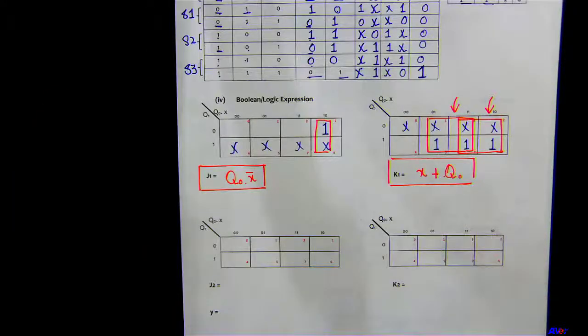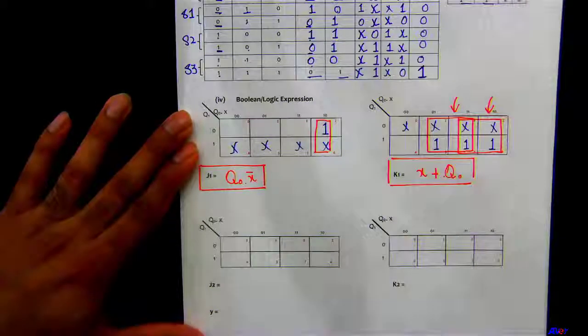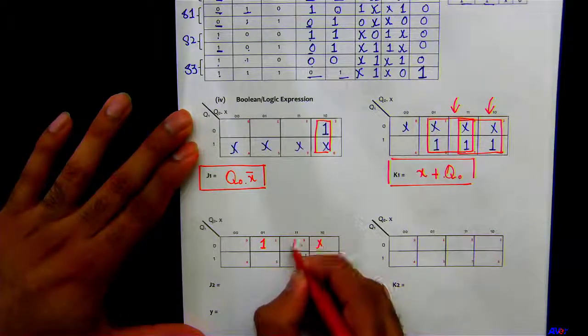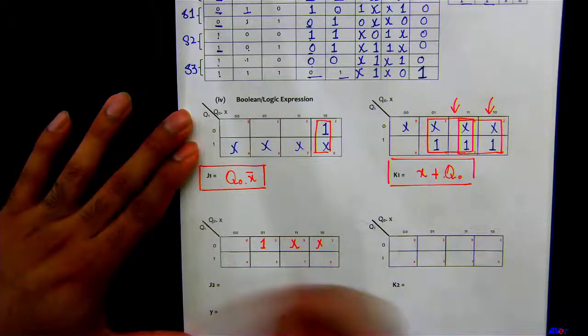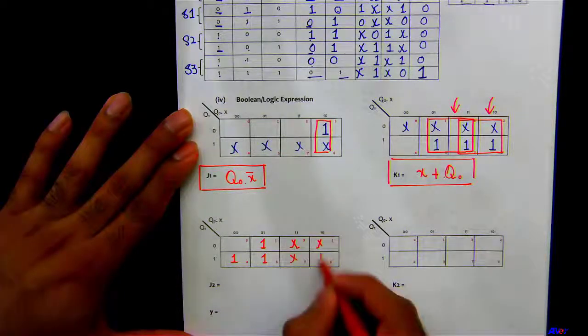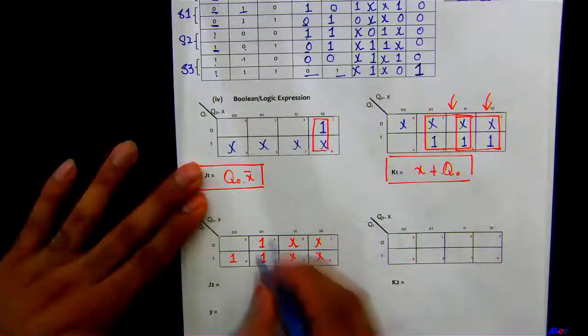Now let's do it for the J naught. So we look at this column. This is 1. This is don't care. This is don't care. 4 is 1. 5 is 1. Don't care, don't care. How about this one? Yes, guys. I can go with this card in the middle.